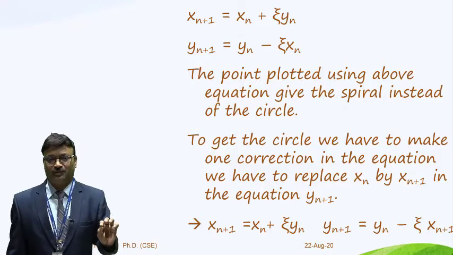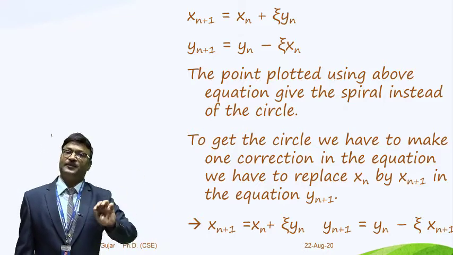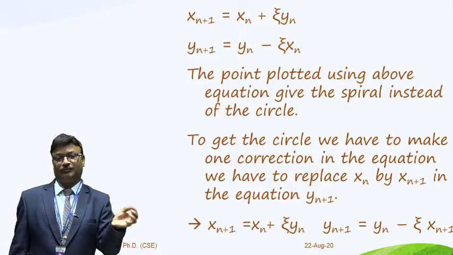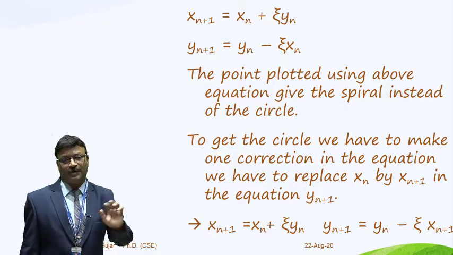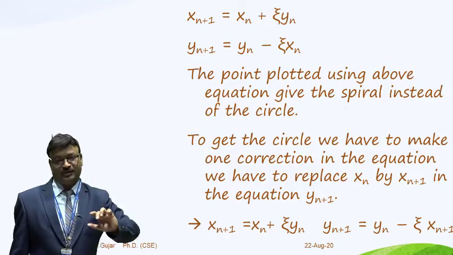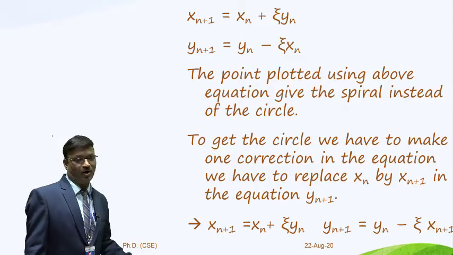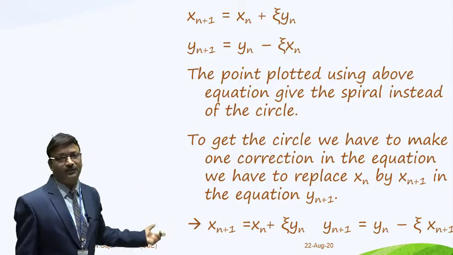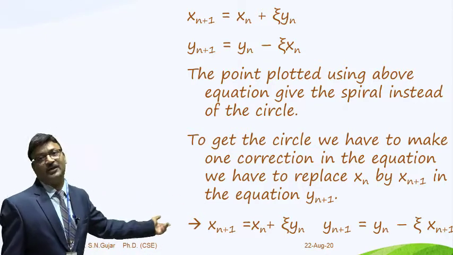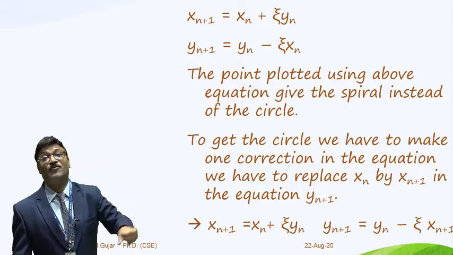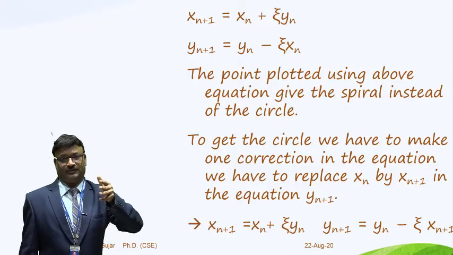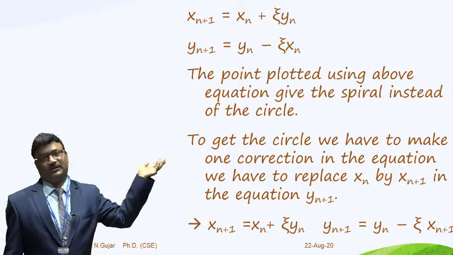What is the modification you can perform? Replace the xn value with the x(n+1) value in equation y(n+1). So after applying this, what is the equation going to be? See, x(n+1) is equal to xn plus epsilon yn, and y(n+1) is equal to yn minus epsilon x(n+1). So this is my final equation for x increment, y increment. Now put this in your algorithm.